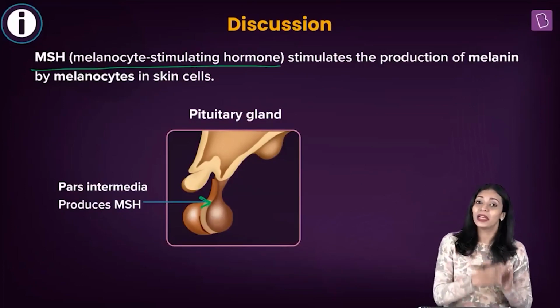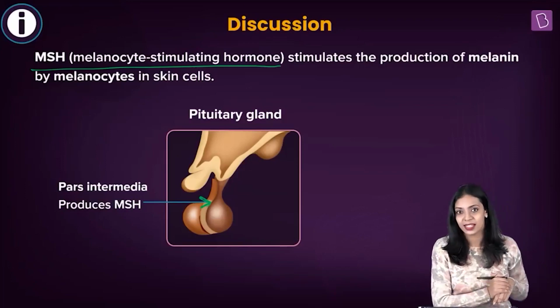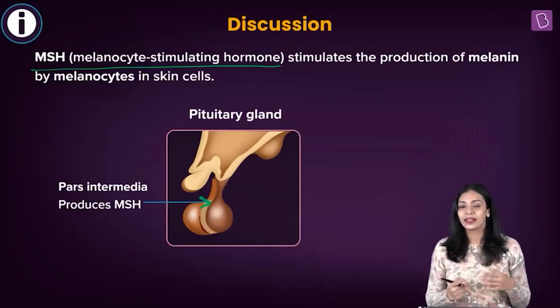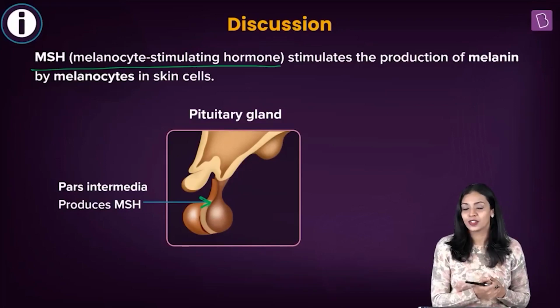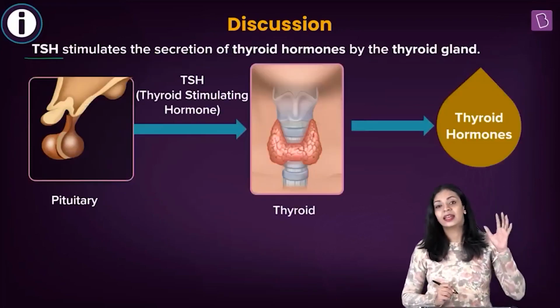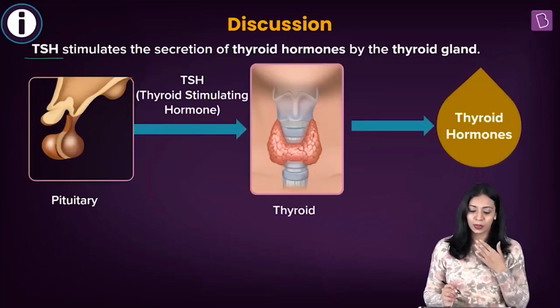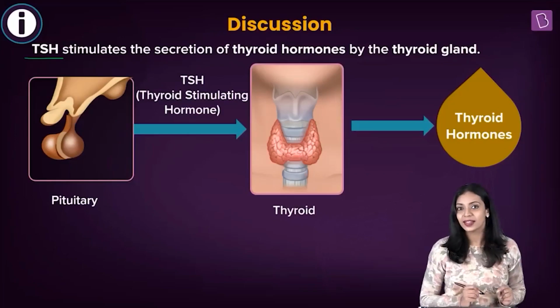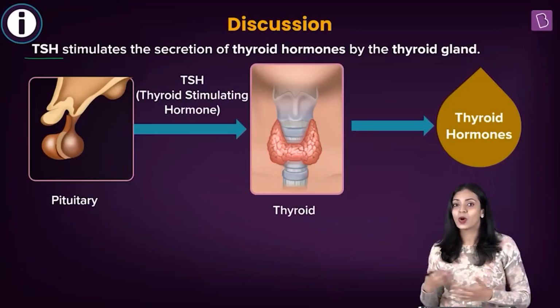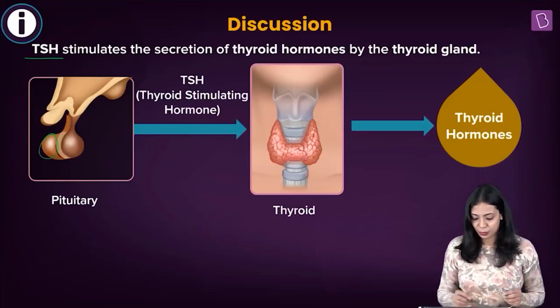As the name suggests, melanocyte stimulating hormone will act on the melanocytes that are present in our skin, and therefore it will regulate or influence the skin coloration or pigmentation. Talking about TSH, which was one of the options. TSH stands for thyroid stimulating hormone. As the name suggests, it will act on the thyroid gland and stimulate the thyroid gland to secrete its hormones like T3 and T4, and this is produced by the anterior pituitary gland.